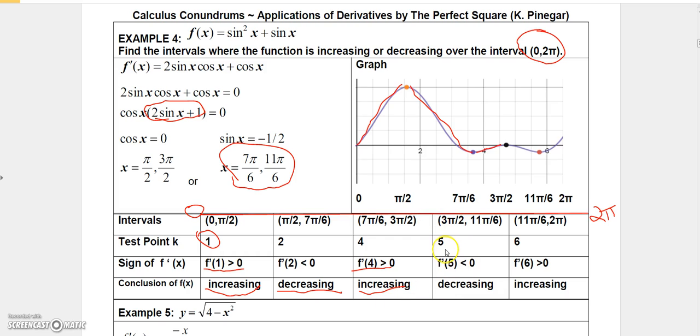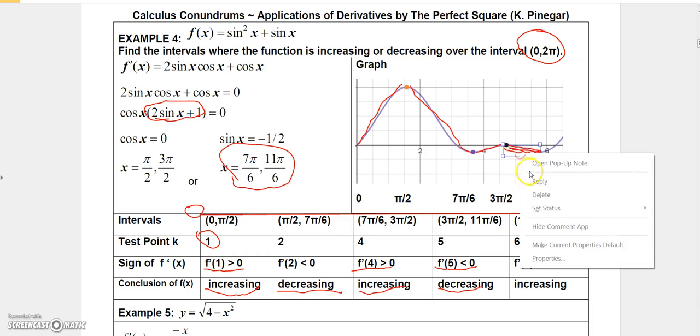All right, and then when I plugged a number between 3 pi over 2 and 11 pi over 6, I found that 5 falls in that range, so I went ahead and plugged 5 into the derivative, and I got a negative number, so that told me that the function was decreasing over that interval, so that would just be right there. Well, I missed it, didn't I? It's right in there, so it's just from here to here, and the function is decreasing.